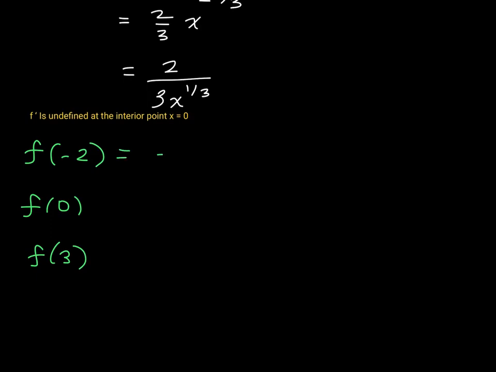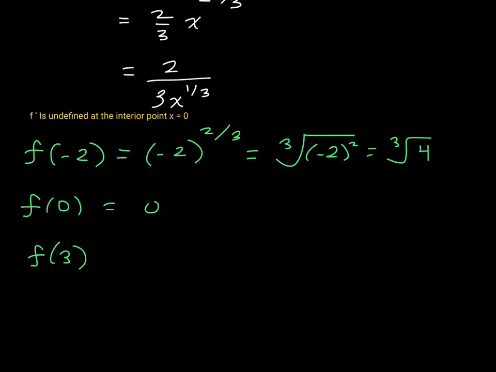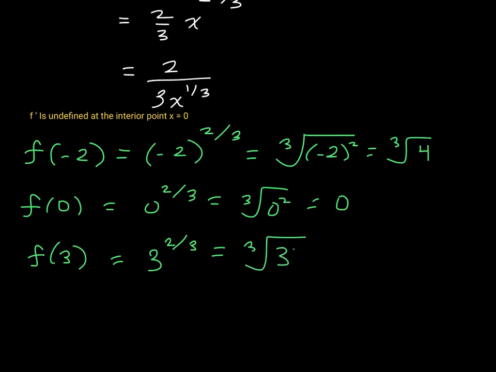Okay, so then this is negative 2 raised to the power of 2/3, right? So this is, the cube root, I'm going to rewrite it like this, okay, of negative 2 squared. That's what these rational exponents mean. So it's the cube root of 4. This is 0 raised to the power of 2/3. So it's the cube root of 0 squared, which is just 0. And then you have 3 raised to the power of 2/3. So then this is the cube root of 3 squared, or the cube root of 9.